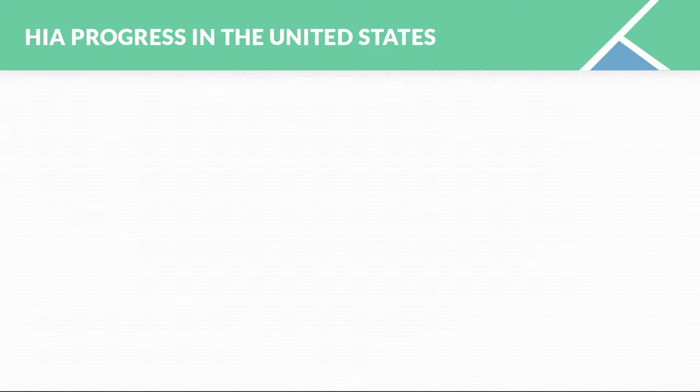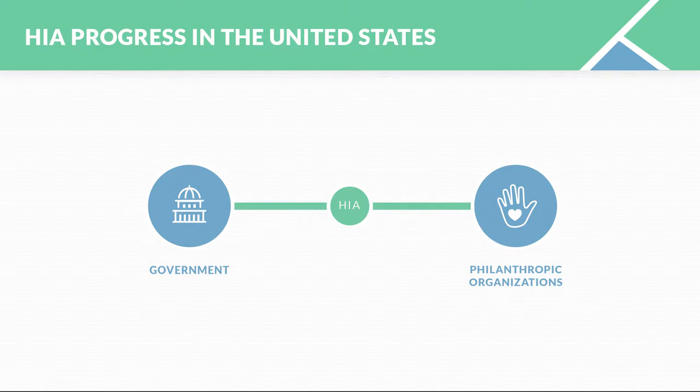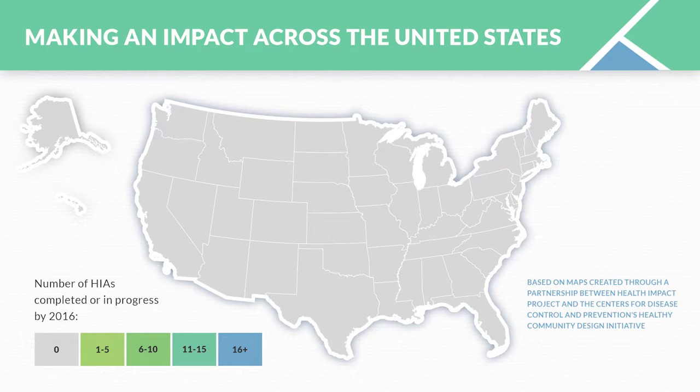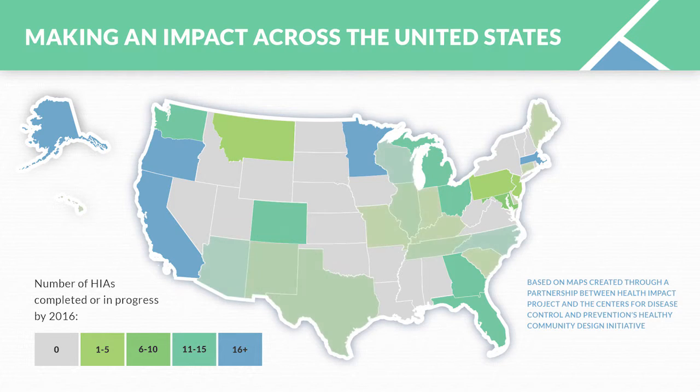Government and philanthropic organizations have helped build HIA capacity across the U.S. After its introduction in 1999, at least 27 HIAs were conducted in the U.S. As of 2016, that number has grown to nearly 400. HIA is making an impact across the country by promoting health in all policies, an approach that is ultimately needed to advance health in the 21st century.